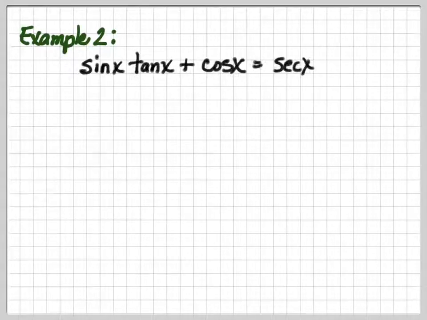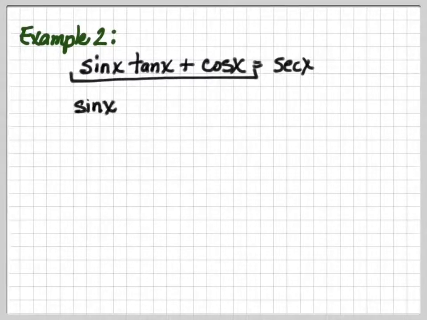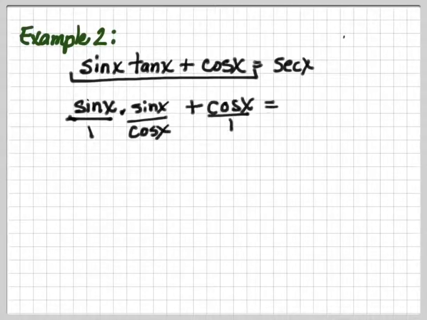Example 2: sine x times tangent x plus cosine x equals secant x. Well, what's the more complicated side? Obviously it's the left-hand side, so that's what we're going to manipulate. We're going to change sine x times tangent x to sine x over 1 times sine x over cosine x, because that's tangent x, plus cosine x over 1, and we're going to set that equal to secant x.